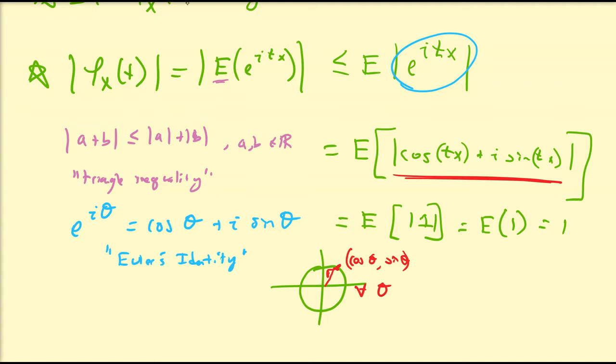So what we have here is that phi X of t, its absolute value, is always less than or equal to 1.